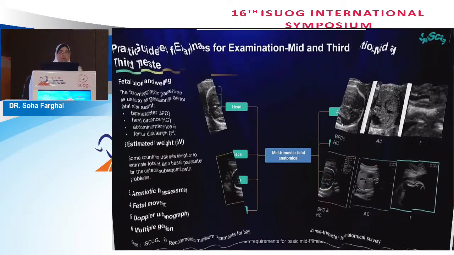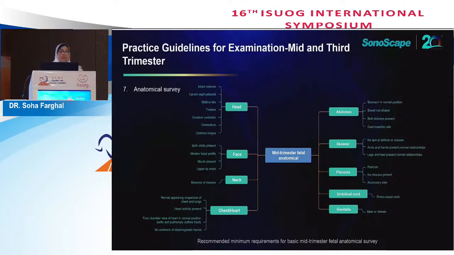And the one which we need now is the anatomical survey, which is really important in our S-Fetus 4, in addition to the fetal biometry. So in the anatomical survey, the guidelines of the mid and third trimester include the evaluation of the head of the baby, the face, the neck, the chest and the heart, and also evaluation of the abdomen, skeletal, placenta, umbilical cord, and genitalia. And each of these has its own segments which should be evaluated fully.